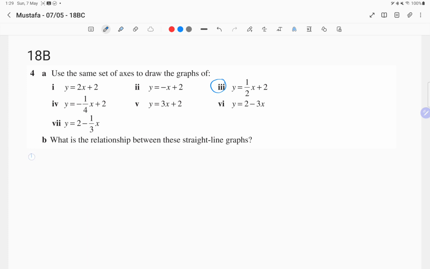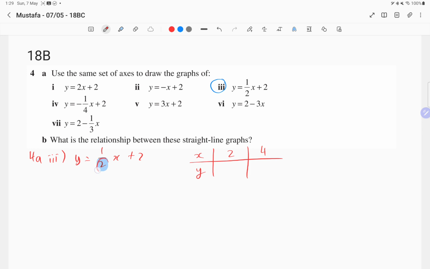Okay, so now let's try question 4A3. When I see an equation like this, 1 over 2x plus 2, what I pay attention to is the denominator, right? So the denominator will determine what number you choose for x. So what do you think the number you should choose for x is? 2. 2 and? Just need 2 points, right? So 2 and? 4. And 4, yes, correct.